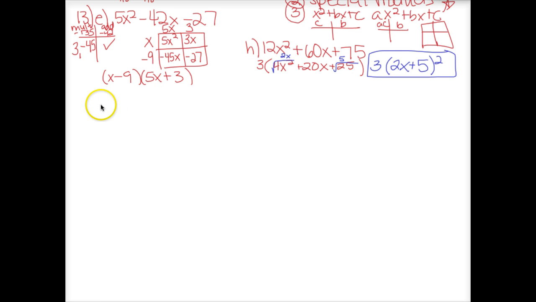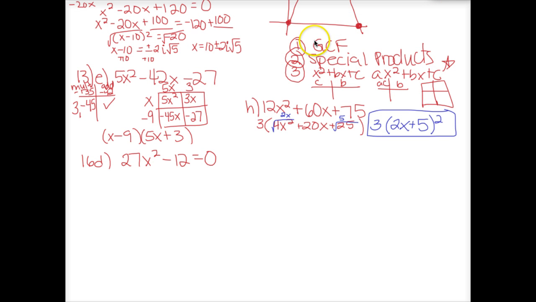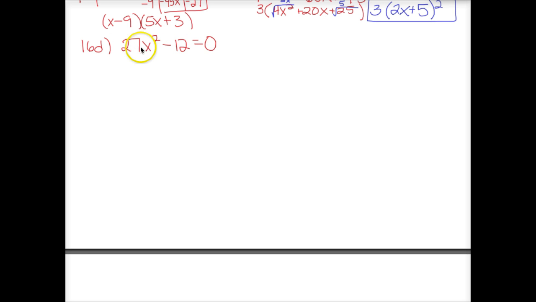So I'm going to do 16D for my solving by factoring example here. You've got 27x squared minus 12 equals 0. Again, when you're solving by factoring, first you have to get it equal to 0, but after that, the order of operations is the same. Look for GCF, look for special products, and then finally do these as your last resort. So when I'm looking at this, GCF-wise, both 27x squared and negative 12 are divisible by 3. So I'm going to pull that 3 out. Gives me 9x squared minus 4 equals 0.